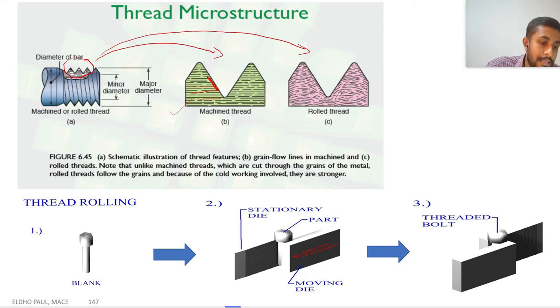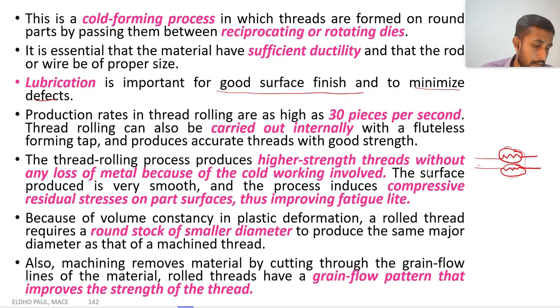But here we can see the rolled thread. Here the rolled threads are not cut. Actually, the grains are deformed. These grains deform like this. There is no cut in the grain flow. So this type of deformation in the grain flow will improve the strength of the material. So this grain flow pattern also increases the strength of the material. That is an important characteristic of these thread rolled fasteners.